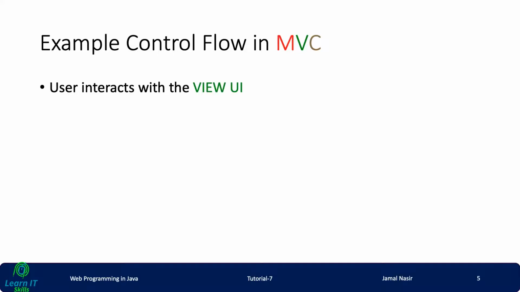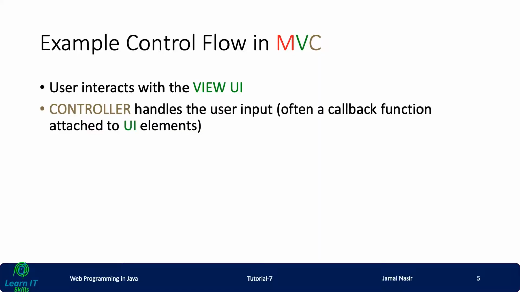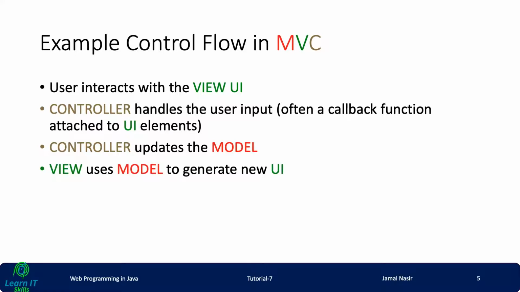First of all, user interacts with the view, the user interface, right? And controller handles the user input, often a callback function attached to user interface elements. Just like an input form, this view user interface will interact with the controller when we submit that form. Then controller updates the model, right? And view uses model to generate new user interface.